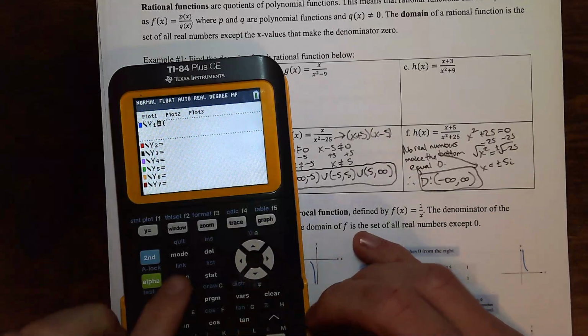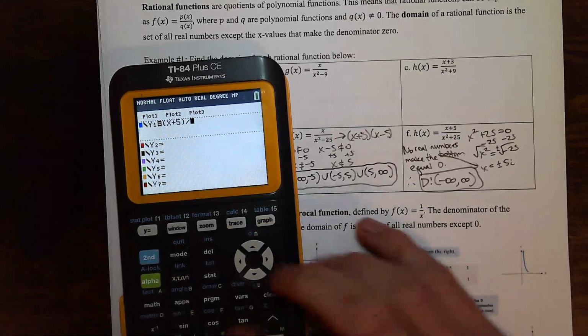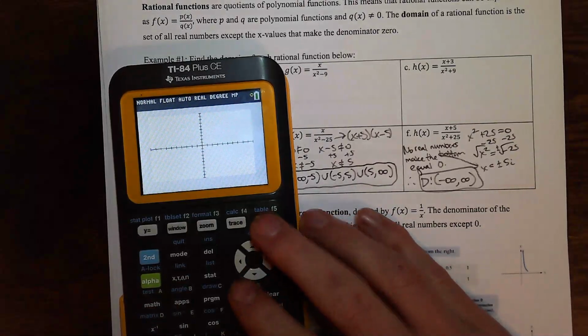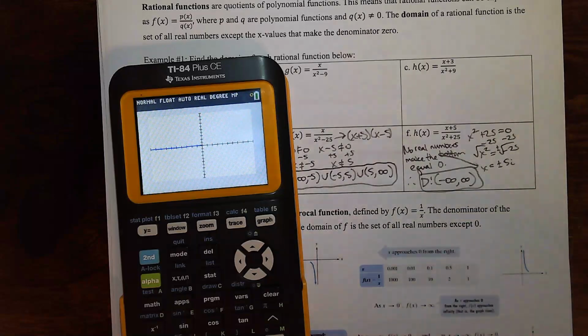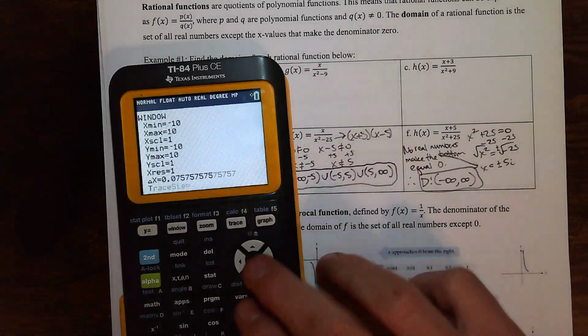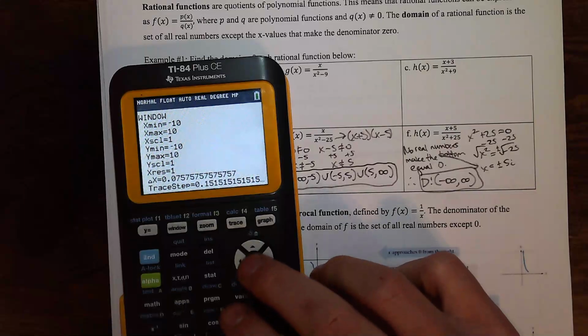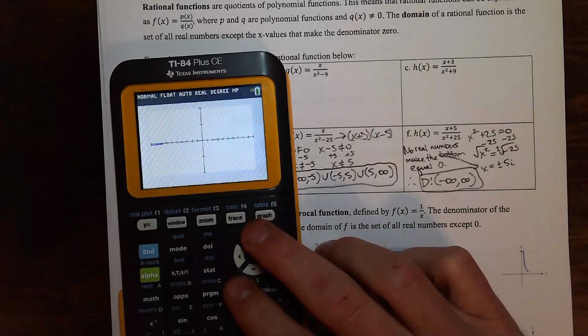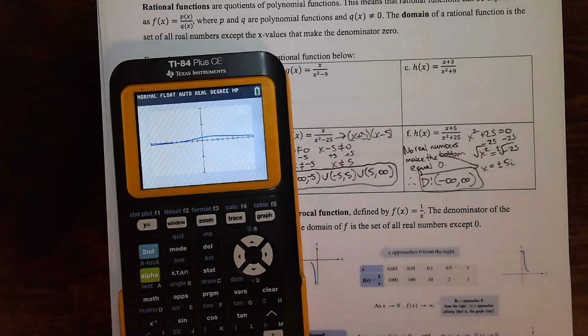Lastly, I have x plus 5 divided by x squared plus 25. If you look at this graph, it's hard to see it, but let me go to window, and my y is a little smaller, -2 to 2. So you see this graph is continuous. It goes on forever and ever. There's no gaps, no holes.